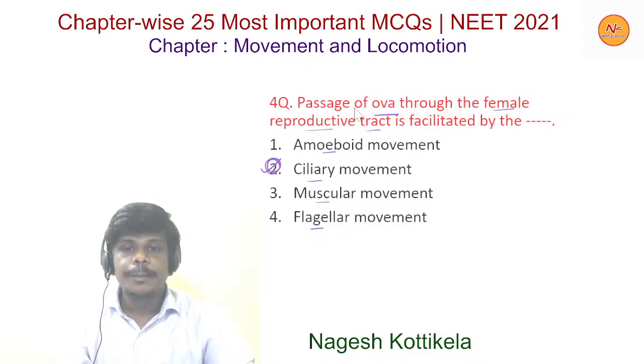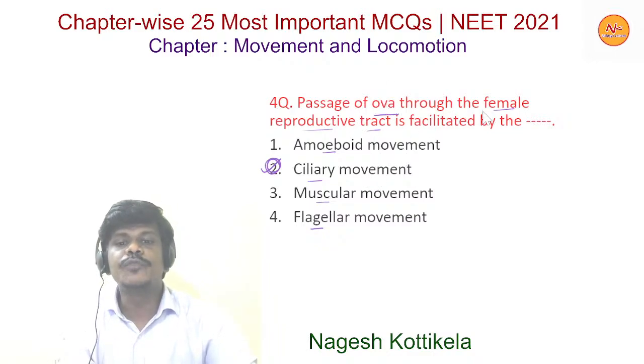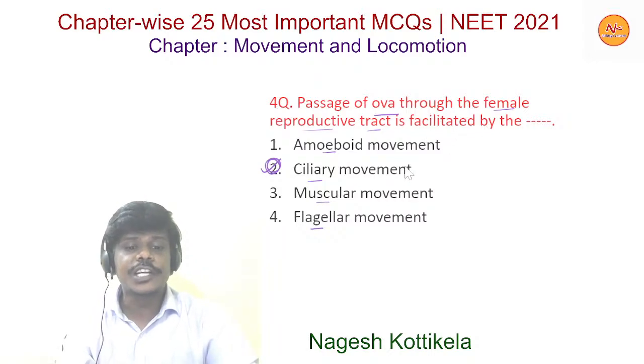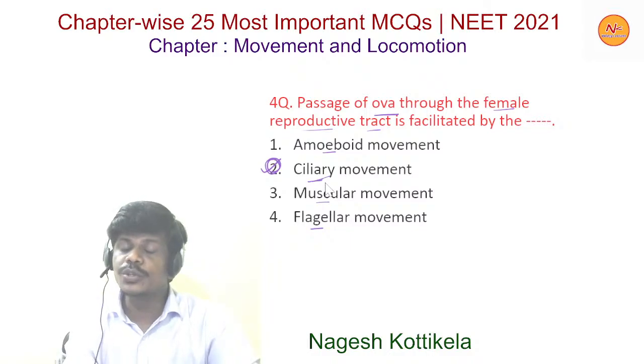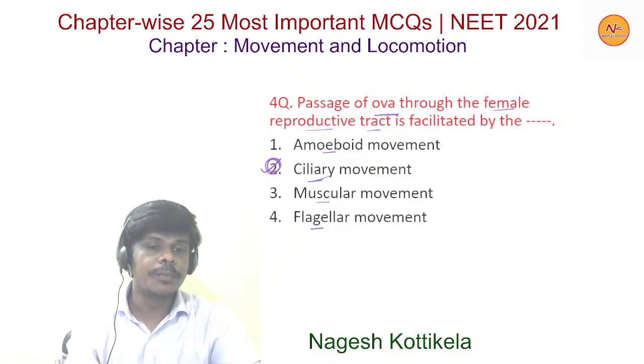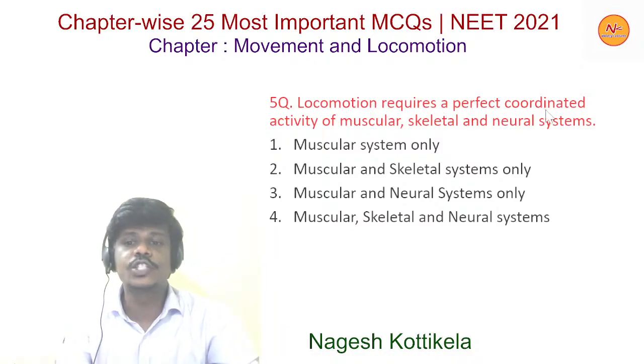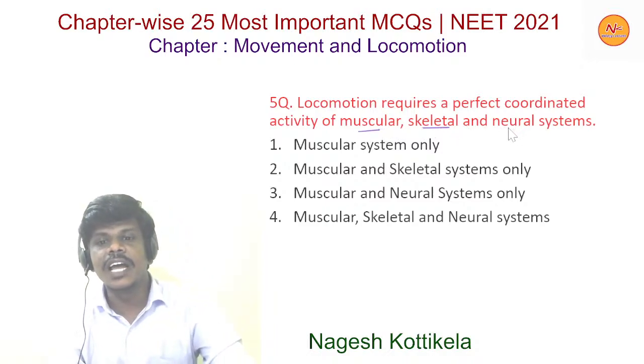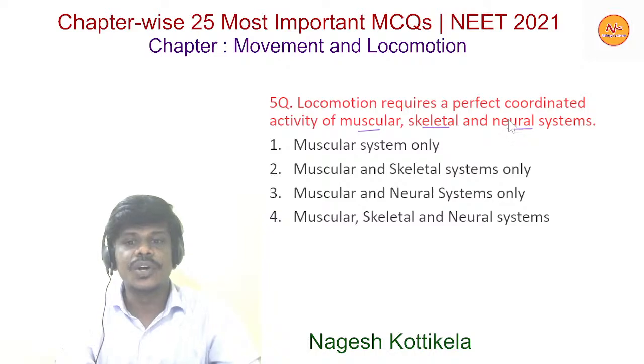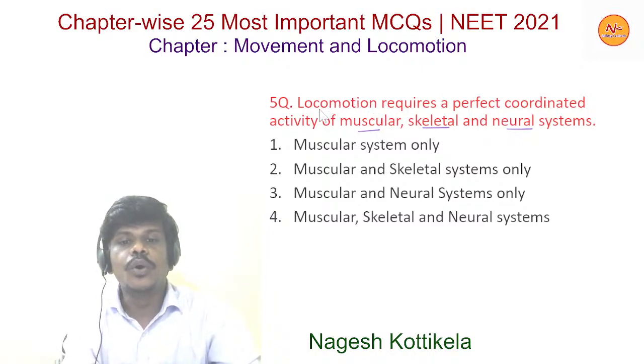Passage of ova through the female reproductive tract is facilitated by ciliary movement. Ciliated epithelium is present, so that is ciliary movement. Now moving to the next question. Locomotion requires a perfect coordinated activity of muscular, skeletal and neural systems. So all these systems are needed for locomotion.